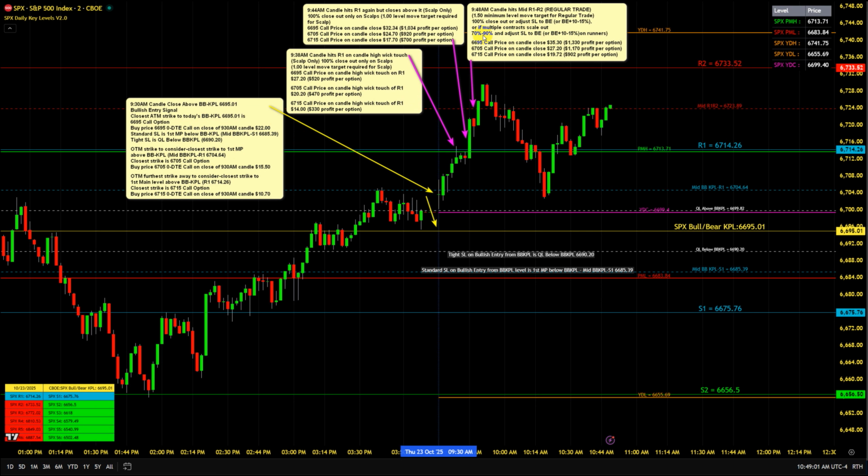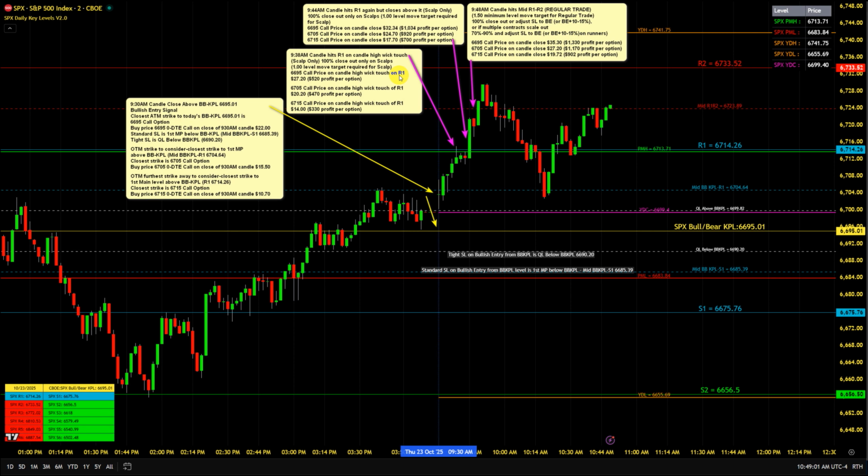If you were trading multiple contracts such as 3, 4, 5, 10, 20, etc., then you also have the option of doing this, which is closing out 70 to 90% of those contracts in full, and then on any remaining runners that you're leaving, you would adjust your stop loss to break even, or break even plus a 10 to 15% profit buffer.